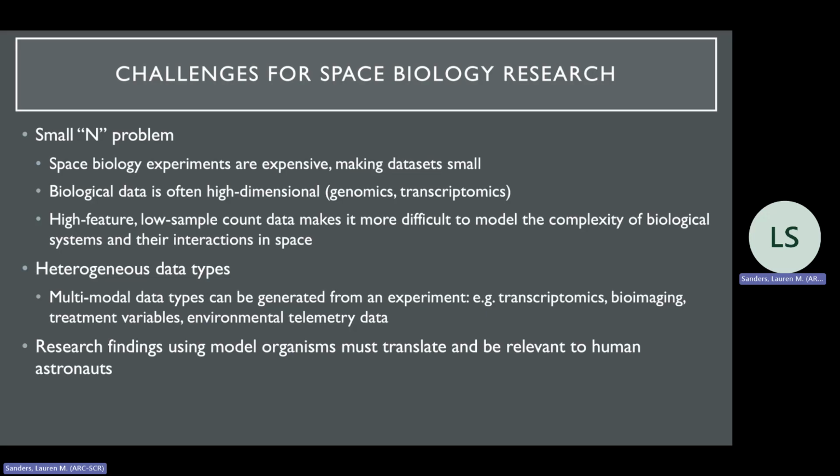But on the other hand, these days, biological data, especially high throughput sequencing data, is often very high dimensional, thinking about genomics or transcriptomics, which measures each of the genes that's being expressed in the cell. So we end up with data sets that are very high feature, so many different measurements, but low samples, very few samples that have been measured. So this type of data can make it more difficult to model the complexity of biological systems and their interactions in space because you only have a few samples that are replicating those interactions.